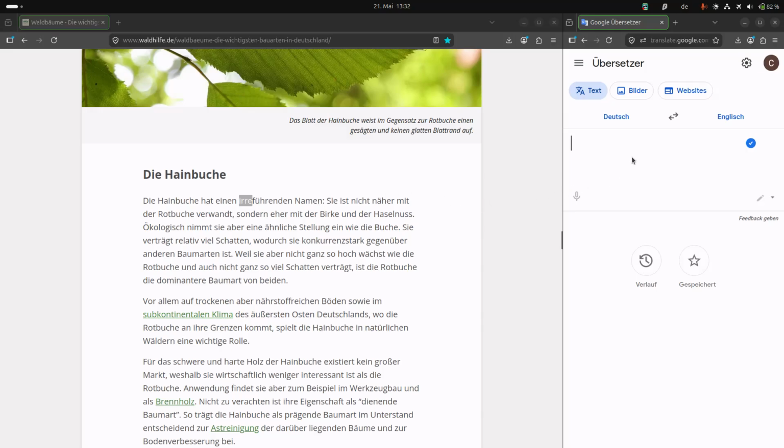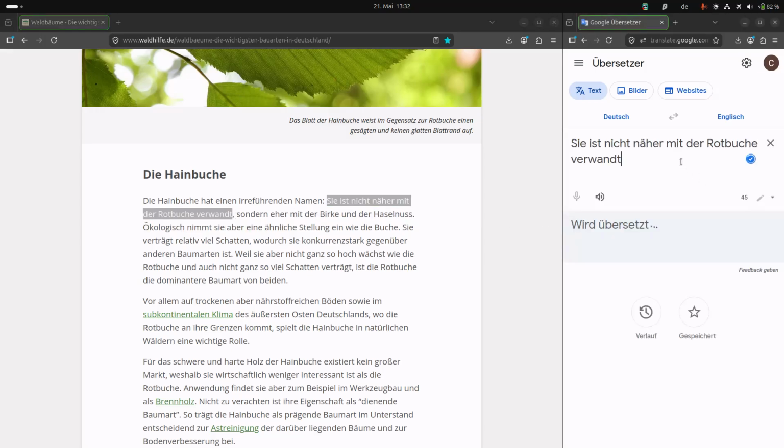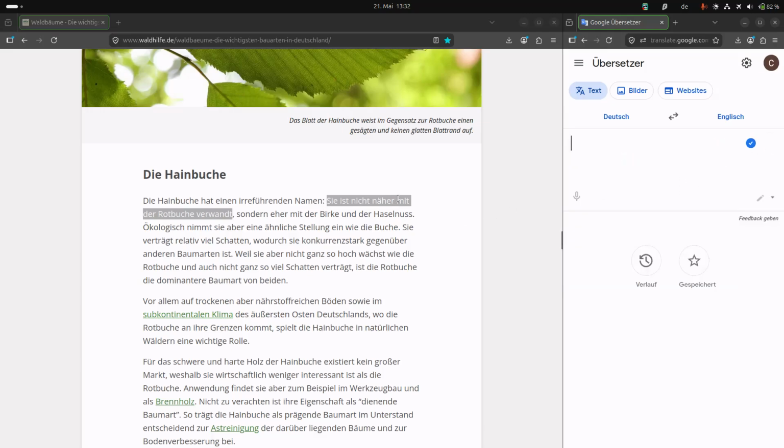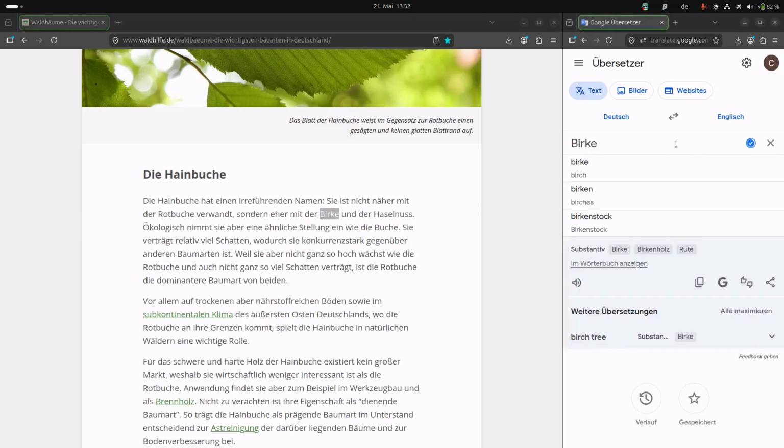Do you say being related in English? I'm just going to translate that sentence, because I don't know how to say that exactly in English. Closely. So it is not closely related to the European beech. Sie ist nicht näher mit der Rotbuche verwandt, sondern, in English you would probably just say but, eher, rather, with der Birke, the birch, I think, if I'm not mistaken. Birkenstock, of course, which is a German brand, I believe. Und der Haselnuss and the hazelnut.